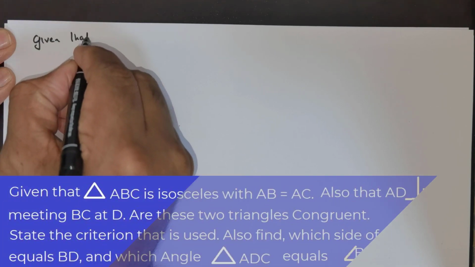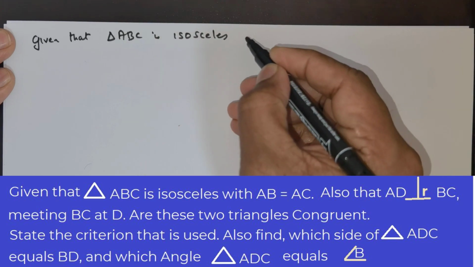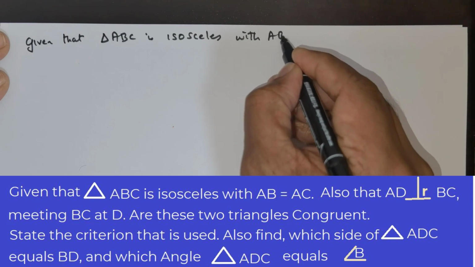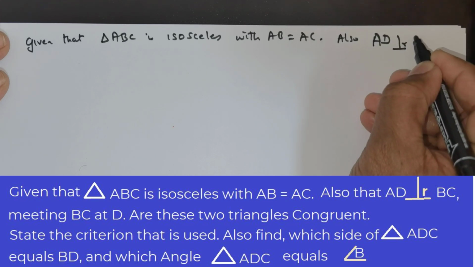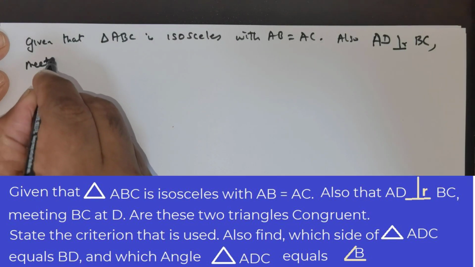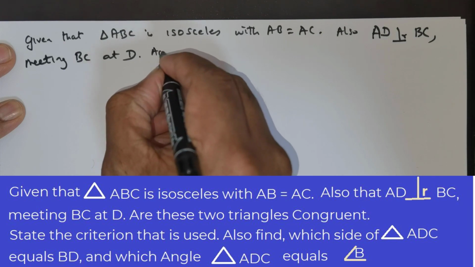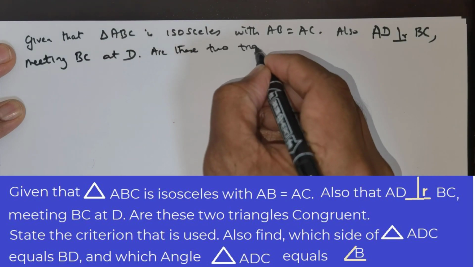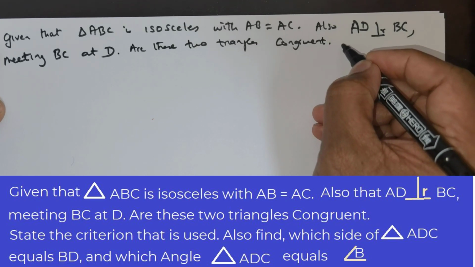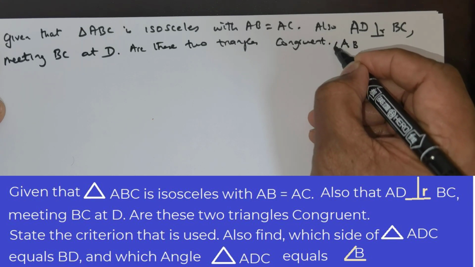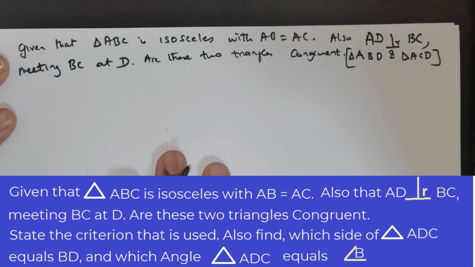Given that triangle ABC is isosceles with AB being equal to AC, also AD is perpendicular to BC, meeting BC at D. The question is, are these two triangles congruent? The triangles they are talking about are triangle ABD and triangle ACD. This is just for your understanding. I will draw it and show it to you.